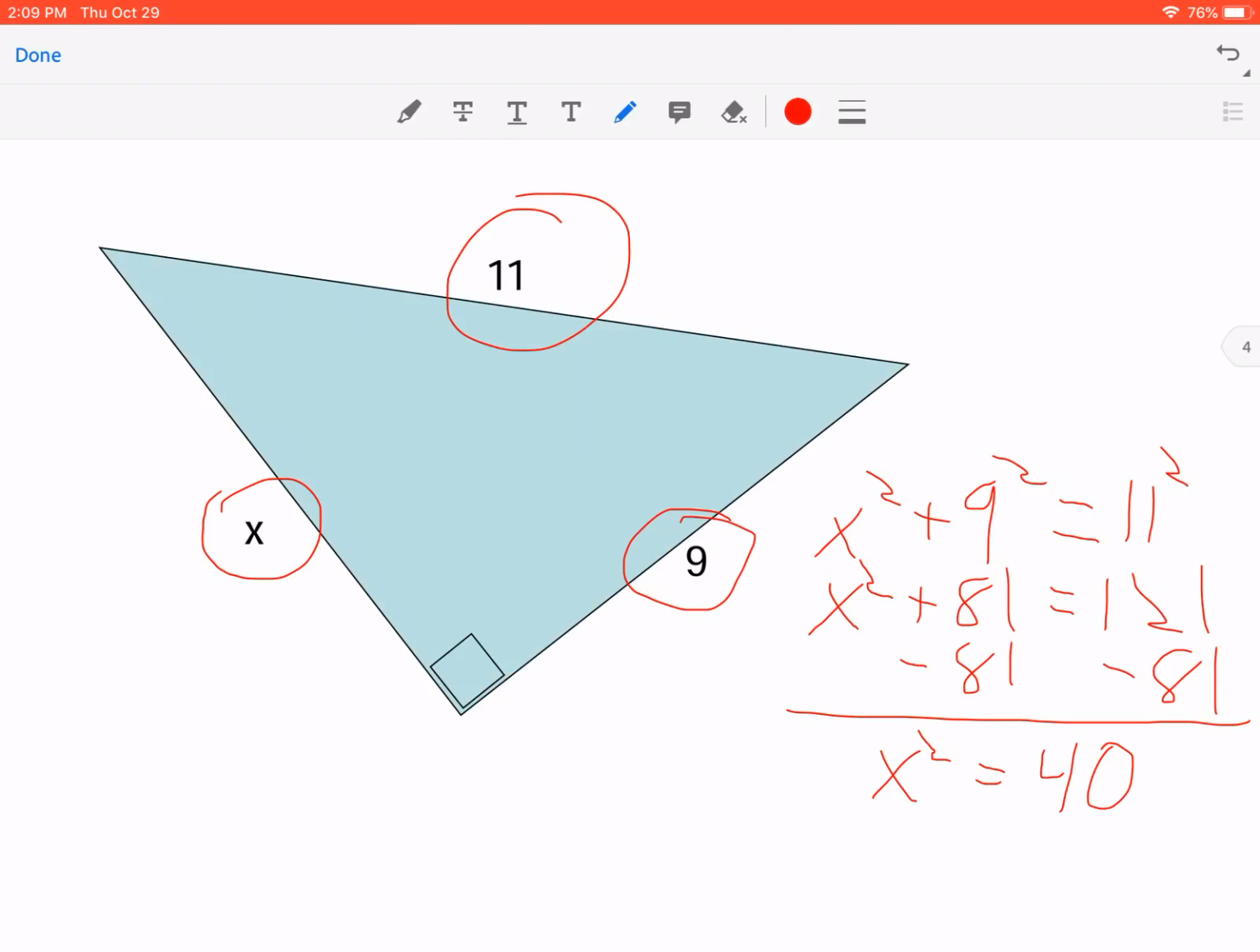And again, how do you get rid of a square? Square root it. And this is not a perfect square. Usually on problems like this, I will not say put it in simplest radical form, just round it to the nearest tenth or the nearest hundredth. Let's just go in this case to the nearest tenth. So if you do the square root of 40 on your calculator, it should be 6.3.